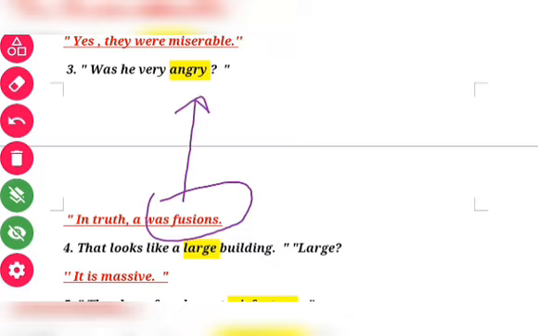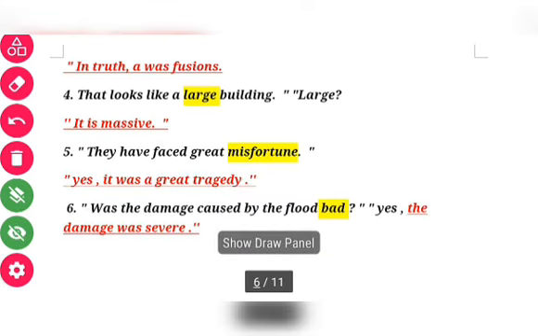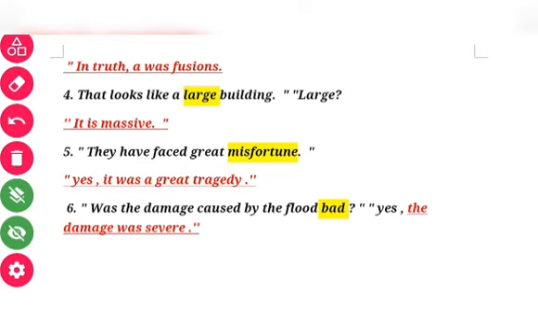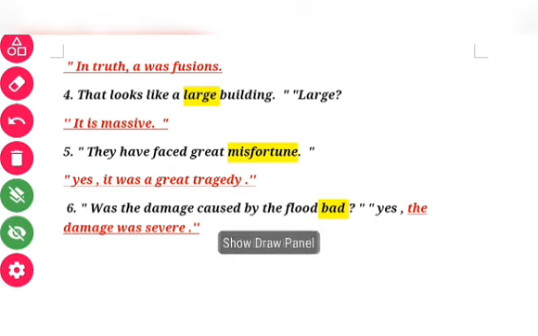Okay. Now fourth is, that looks like a large building. So here large means massive. It is massive. Then the fifth one, misfortune. Misfortune is what? Tragedy. It was a great tragedy. And then the last is bad. So bad will be severe. Yes, the damage was not bad but severe. So all these words, you have to simply write the strong words of these given words.